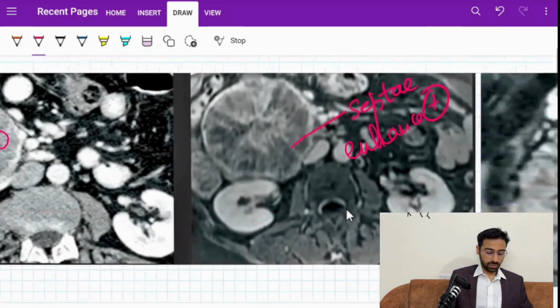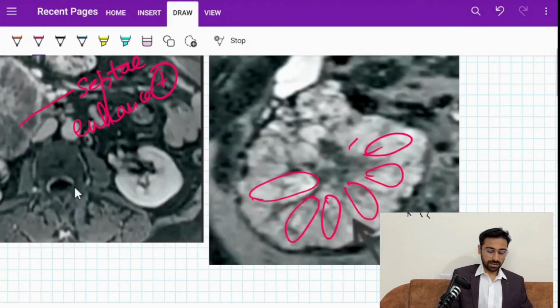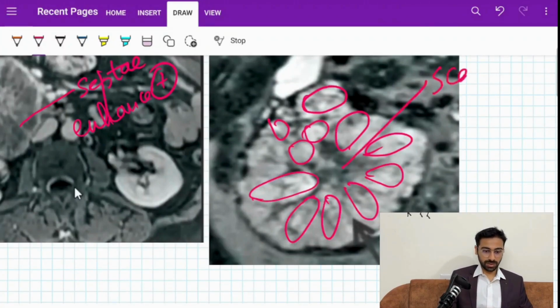This is another zoomed image where we can see that the lesion is composed of multiple cysts that are tiny, and there is a central scar that is formed by calcification. This is a T2 weighted image.